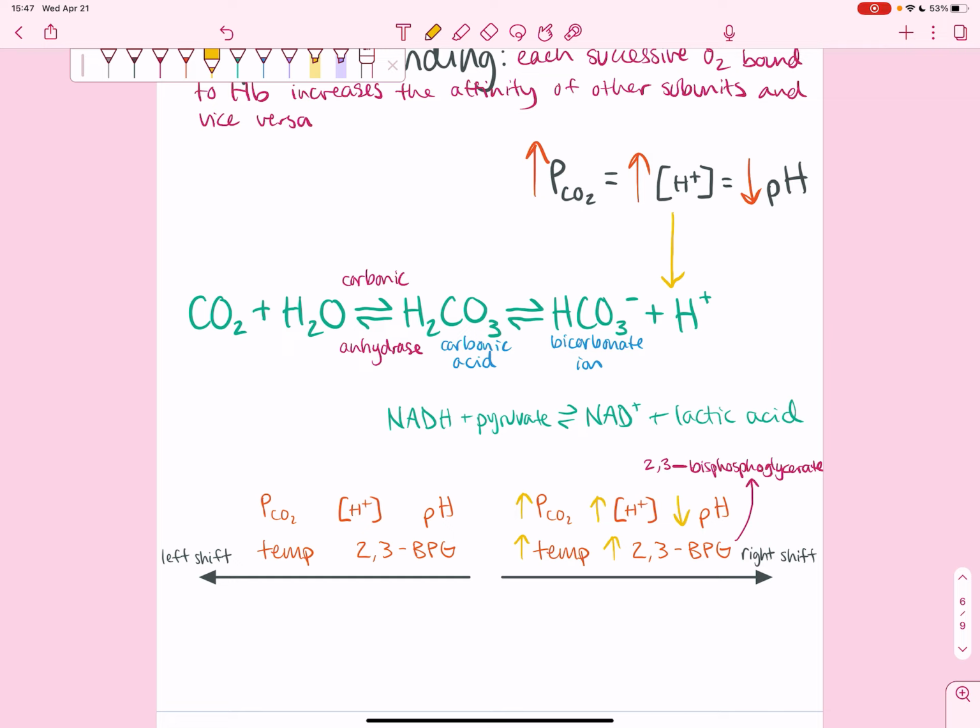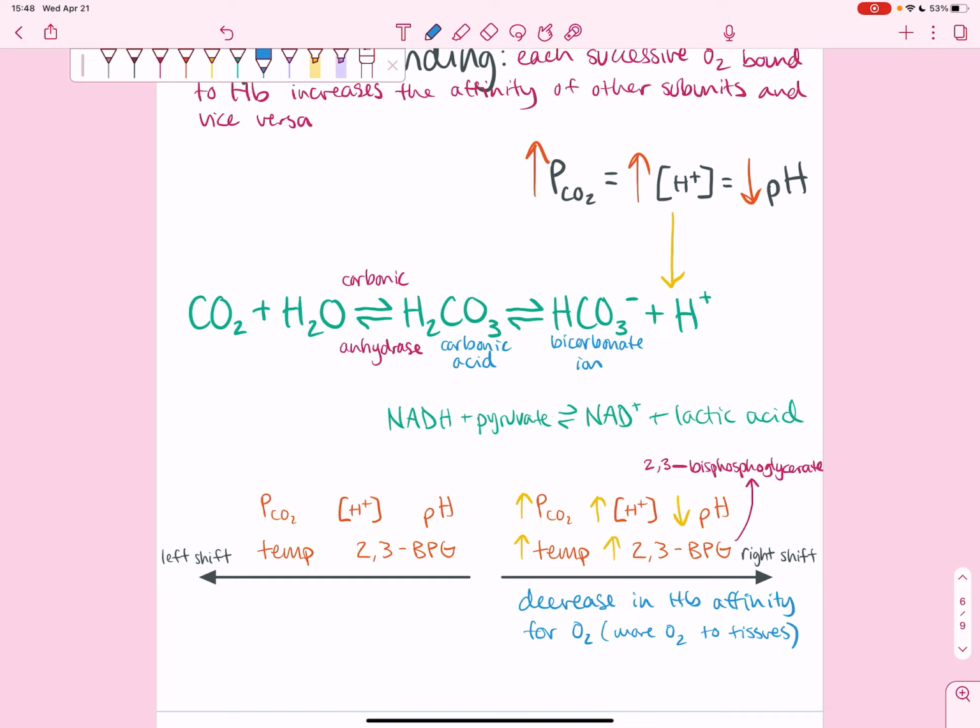So what does that mean? What that means is, let's see here, you have a decrease in hemoglobin affinity for oxygen. So that, to translate, means more oxygen to the tissues.